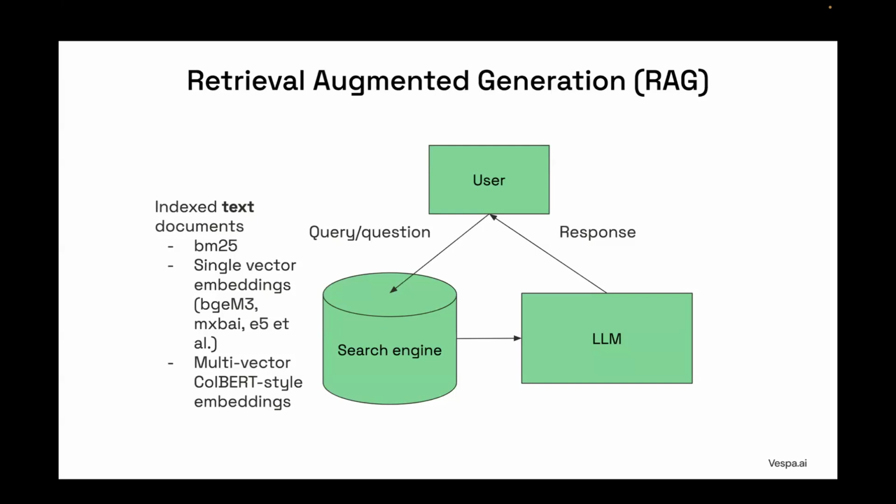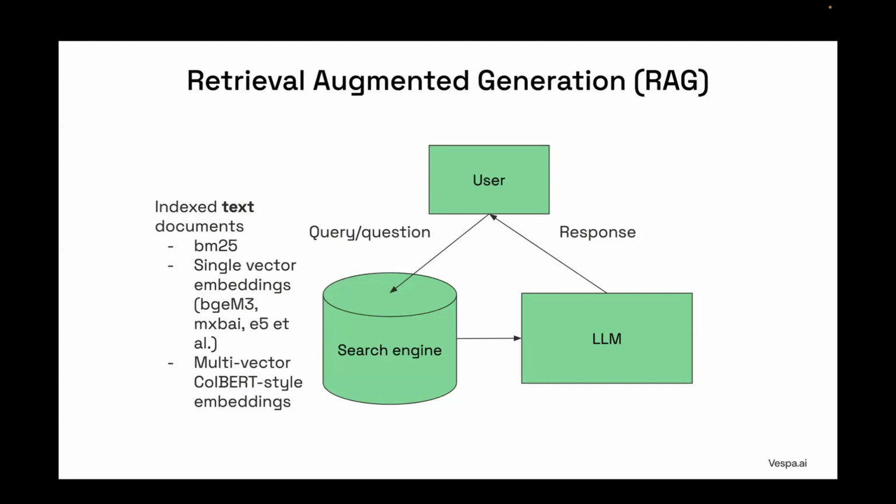So then you can do the retrieval of the documents. It can be done in many different ways. Vespa supports a lot of different ways to express the ranking expression that will define how your documents are ranked, which top K documents are ranked. Here you can do BM25, you can do single vector embeddings, you can also do multi-vector for ColBERT style embeddings, for those that have heard about that.